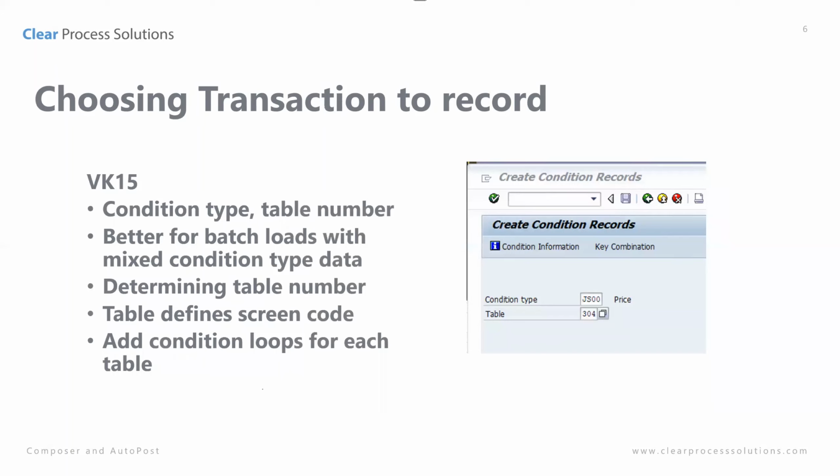We're going to look at how to determine that table number, or how you can look that up in a couple different ways and where it shows up. Again, the table defines the key combination, but it also defines the screens that will appear next after this initial screen, which we have to handle in Winshuttle Studio. And then we're going to add a condition loop for each possible table that you're going to record with. In this case, we're only going to do a couple, but you can see how you can scale that up.